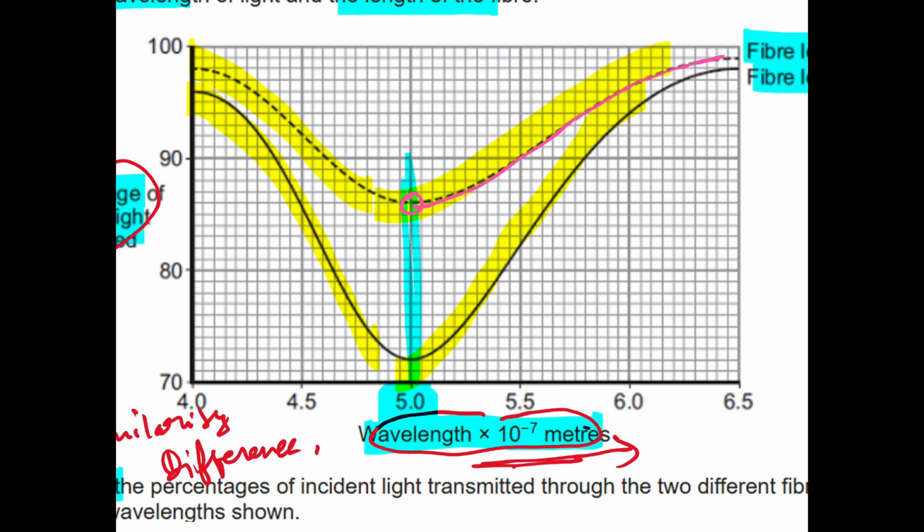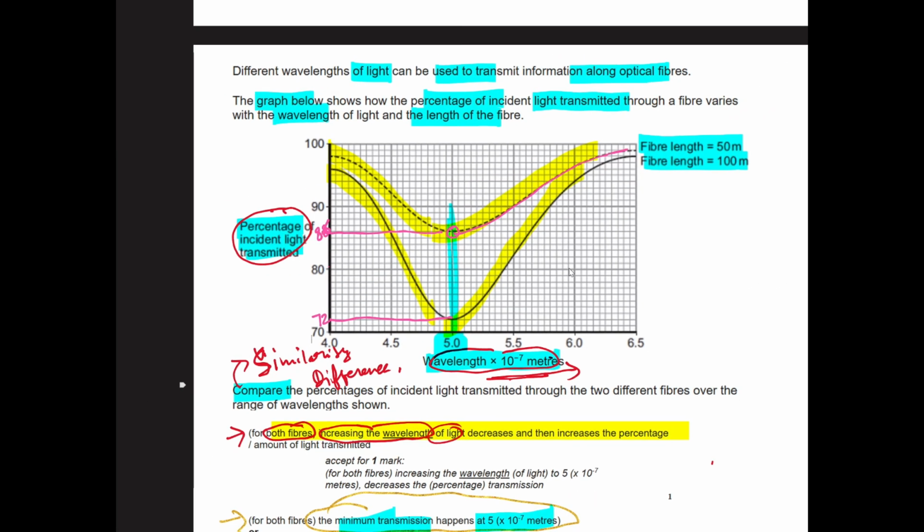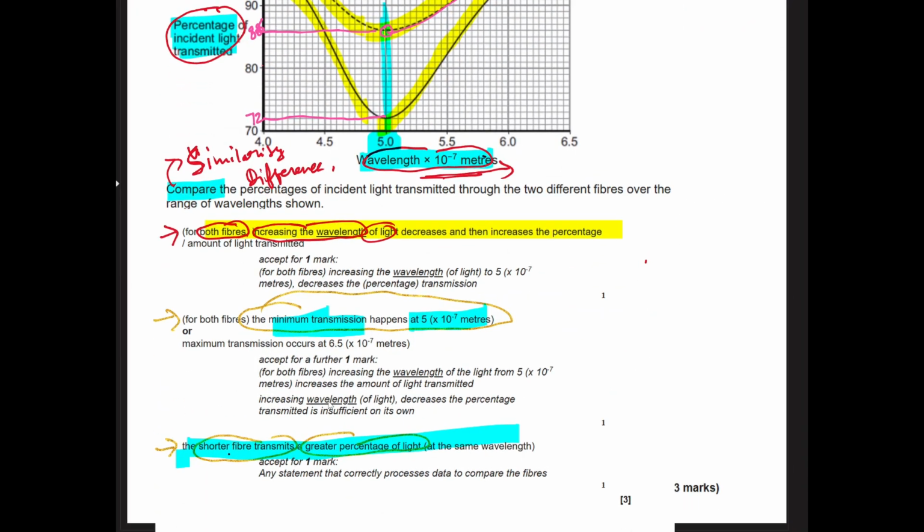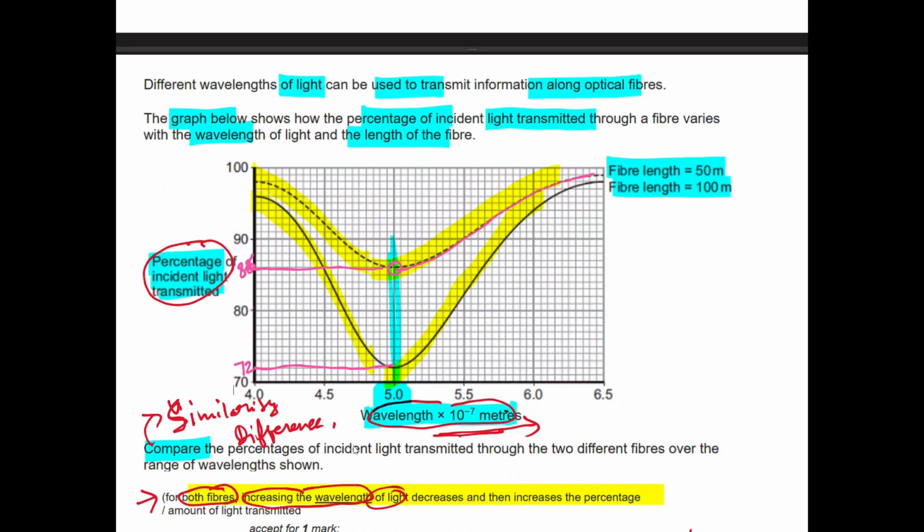This is my shorter fiber here, and if you go here, look at this. At this point, if you see how much is the percentage, it is something near 88 or 86, whatever it is. But the percentage of light for the longer fiber is something like 72. So if I go back and see what the mark scheme says, that the shorter fiber transmits a greater percentage of light, and it is a greater percentage of light being transmitted by the shorter fiber, and you get all 3 marks.